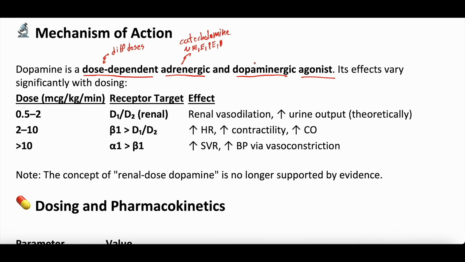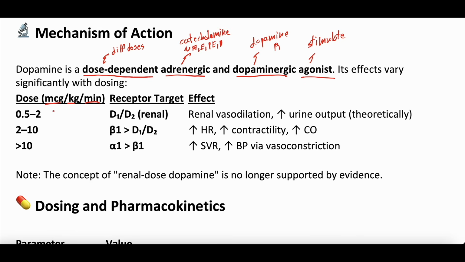And then dopaminergic, it acts on dopamine receptors as well. An agonist means it stimulates said receptors. So it is a dose-dependent adrenergic and dopaminergic agonist. So going into its mechanism of action a little bit more, there's some dose-dependent nature to this, right? We kind of talked about that a little bit. And these doses are in micrograms per kilogram per minute.